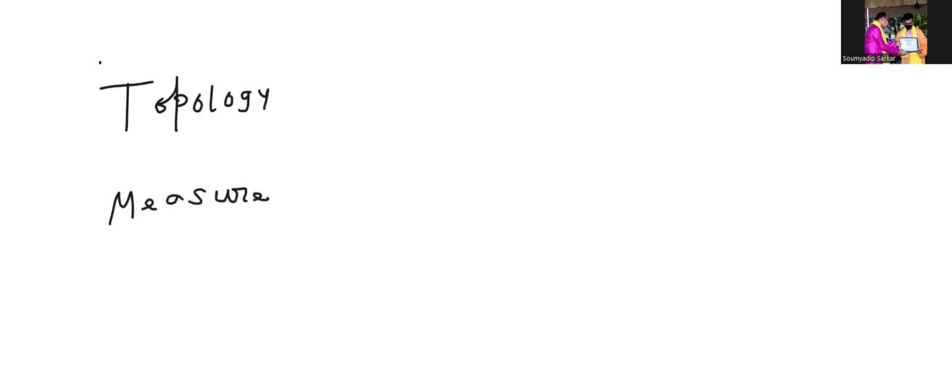So basically, let's recall what is topology and what is measure on some set X. So from the set theoretic perspective, what is topology on a set X? You take a set X, and then you choose some subsets of X. And there are some particular rules for choosing such subsets.